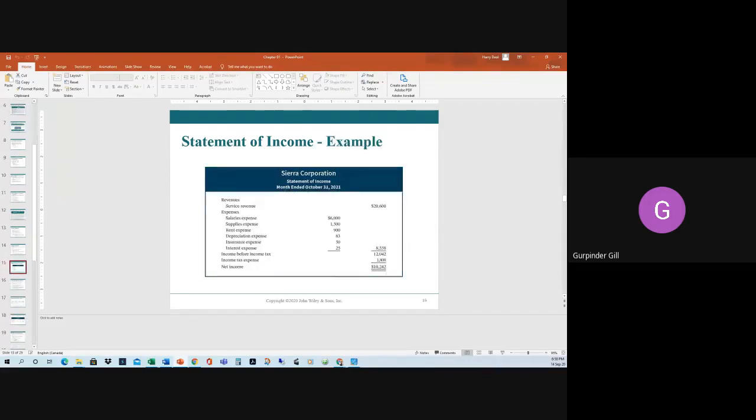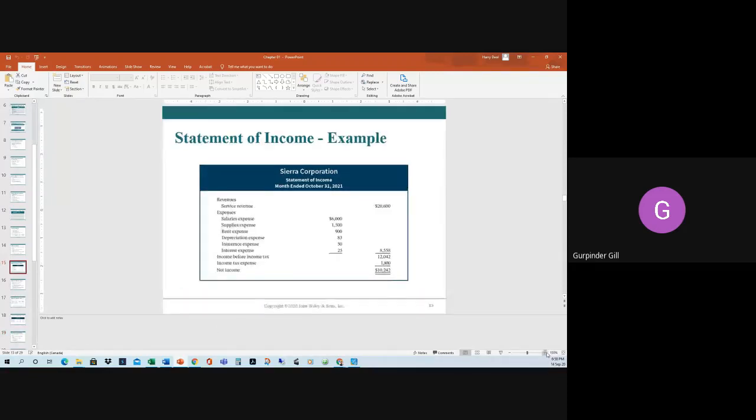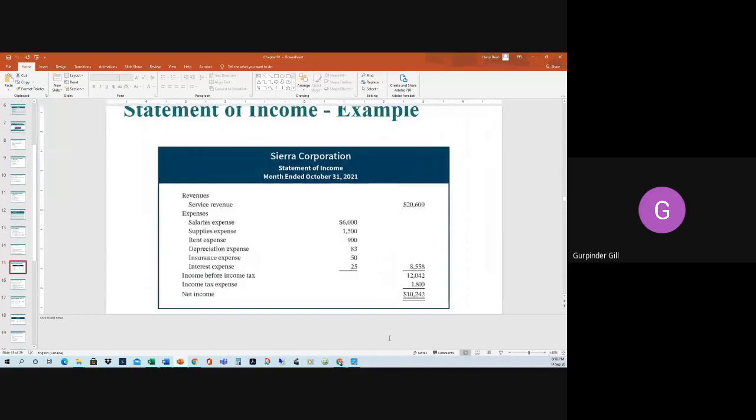This is what your statement of income looks like. We look at all of our revenues and all of our expenses. Revenue minus expenses gives you your income before tax. Then comes our wonderful income tax expense, and that leaves us with the net income or a loss. So if the total expenses are higher than the revenue, then you would have a resulting loss.